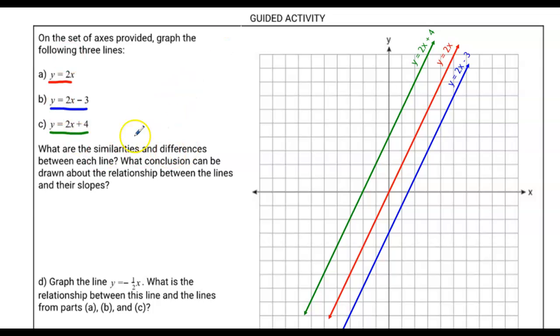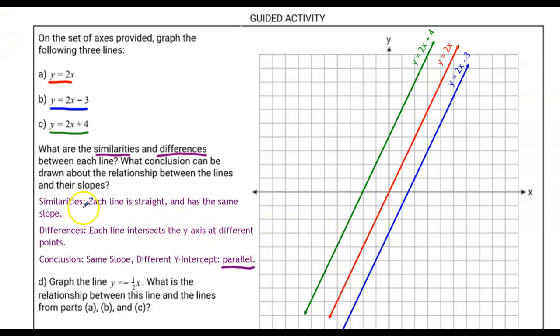Let's be sure to identify at least one similarity and one difference between each line, and the conclusion that we can draw about their relationship. We might have spoken about it already in this video. Alright, the similarities are that each line is straight. You can tell it's a straight line, it's got a constant slope, and each of them has the same slope, the 2, the 2, and the 2.